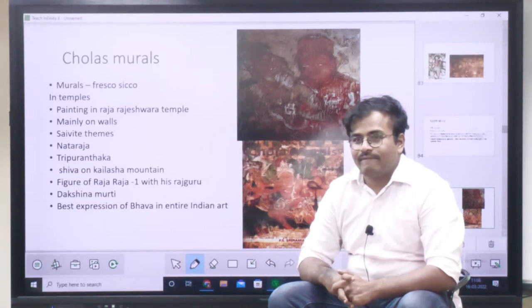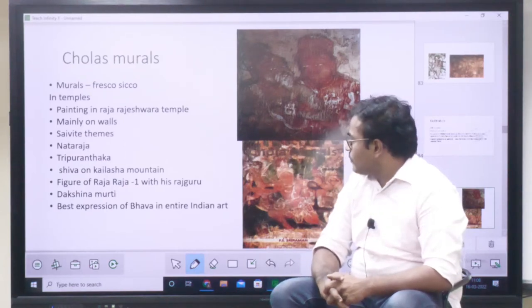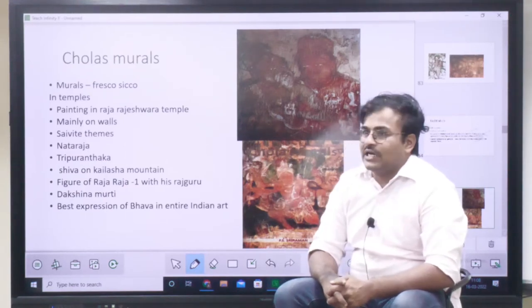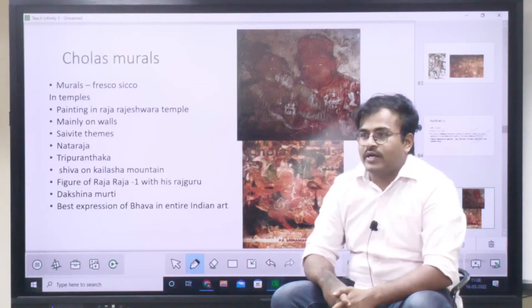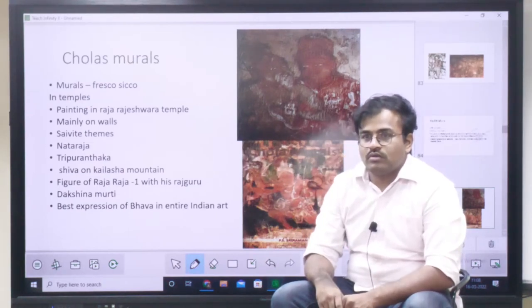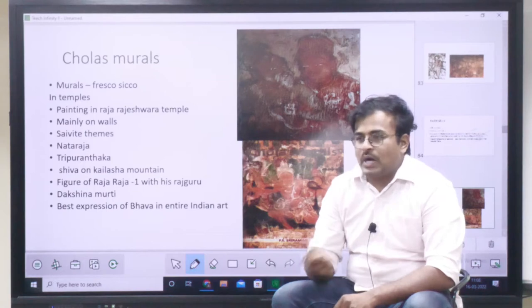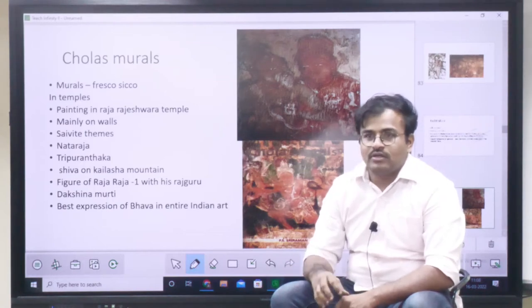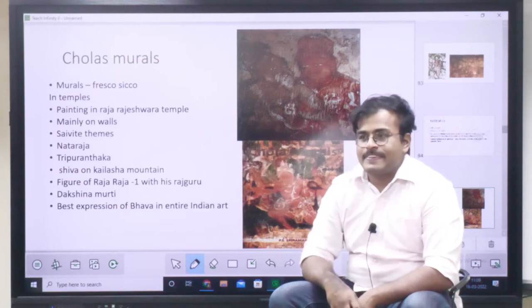Yes. What does it mean by Warrior and P? How is that correlating? Tripurantaka. Tripurantaka means Shiva, during a war, he destroyed three fort cities. Antaka means destroyer. Tripura means three cities. So the person who destroyed three cities is Lord Shiva, Tripurantaka Shiva.